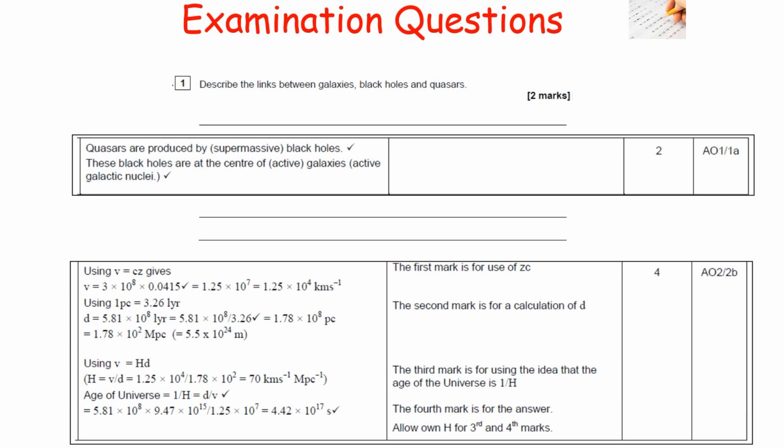Distance has to be in meters, so we'll convert our light years into meters by again using a conversion factor, which is 9.47 times 10 to the 15. So we therefore do 5.81 times 10 to the 8 light years times by 9.47 times 10 to the 15 to get it into meters. We then divide it by meters per second, which is 1.25 times 10 to the 7, to get our answer out for time in seconds, which is 4.42 times 10 to the 17 seconds.